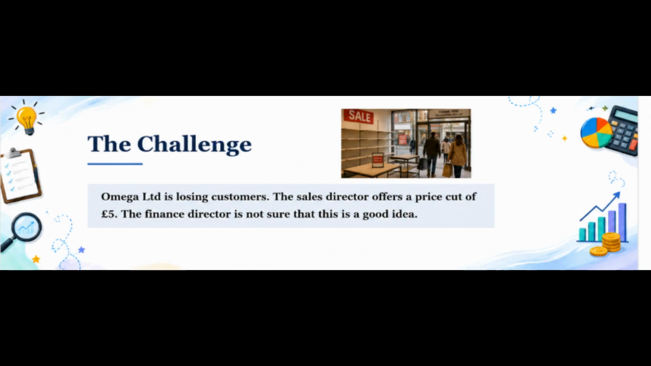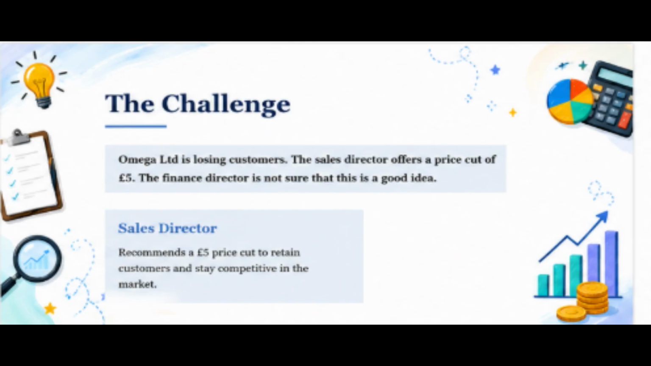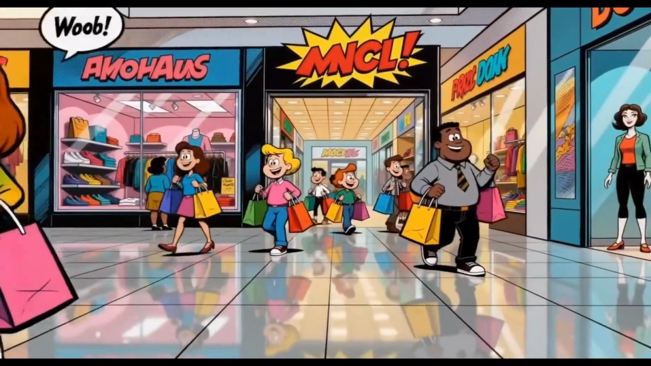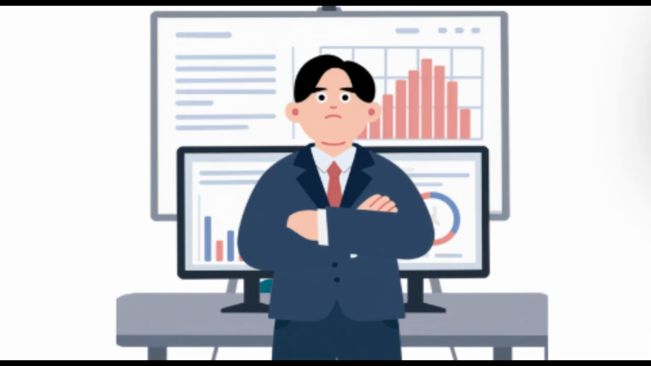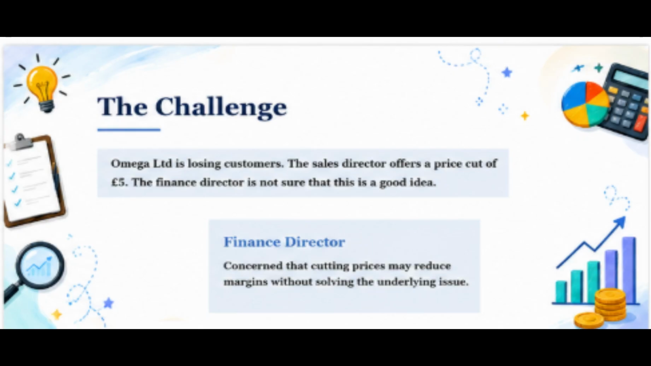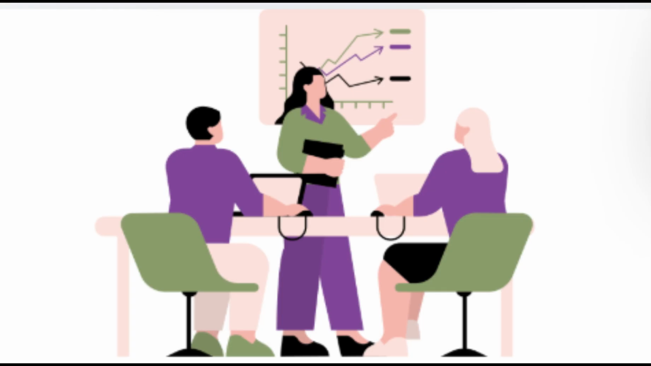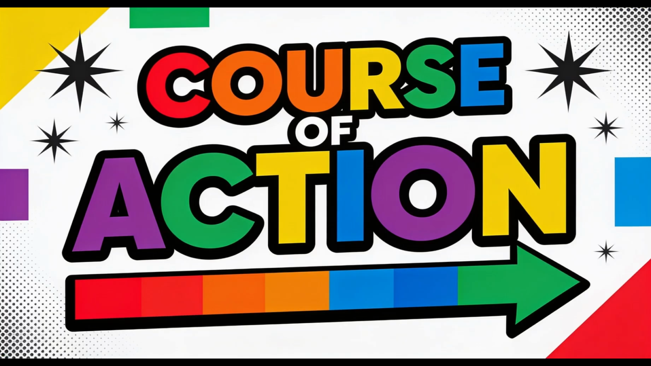Omega Ltd. is losing customers, and management is looking for ways to improve sales. The sales director believes that reducing the selling price by £5 per unit will attract more customers. However, the finance director is concerned that a lower selling price may reduce profits. As management accountants, our job is to analyze the numbers and recommend the best course of action.